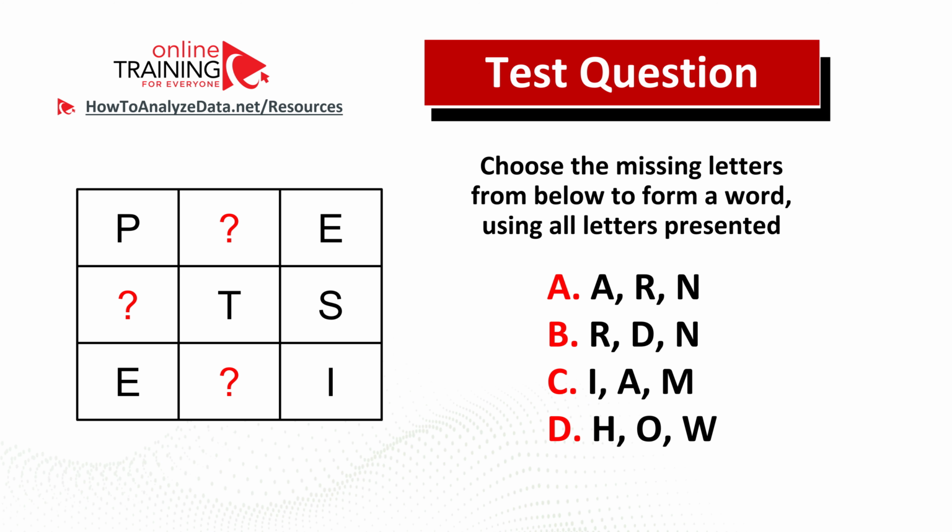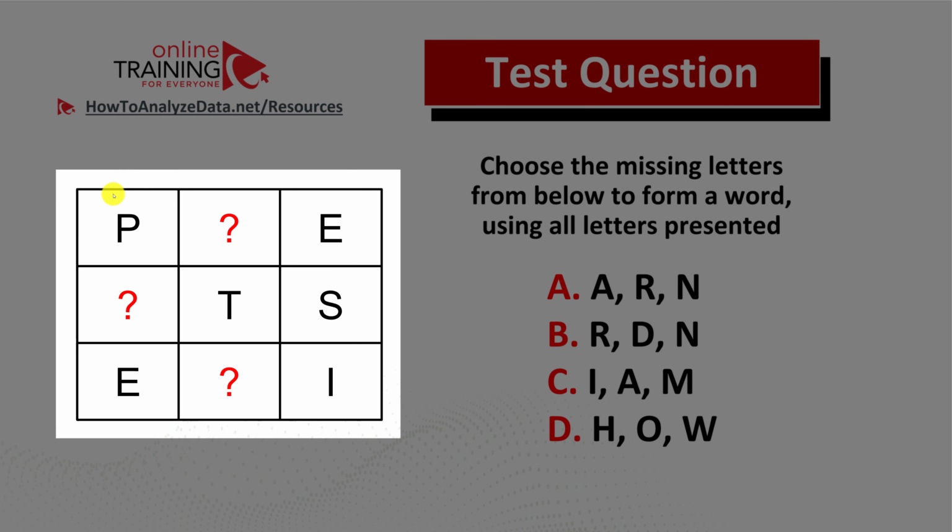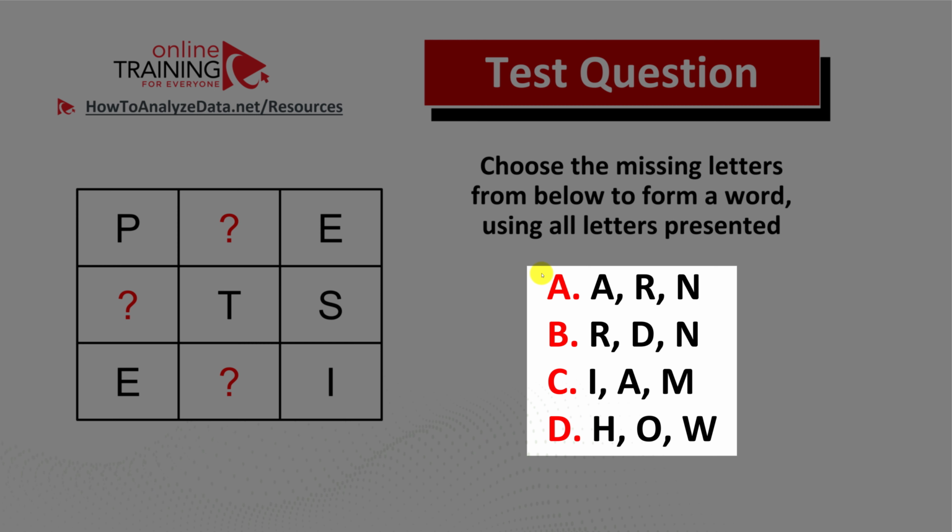Let's review the question, which tests your verbal reasoning skills. Choose the missing letters from below to form a word using all letters presented. And you have a 3x3 box, which has 3 letters missing. What you need to do is try to form a word, and to form it, populate these 3 missing letters from 4 choices presented.